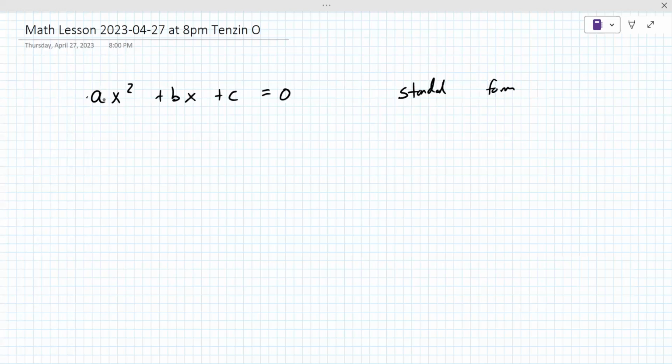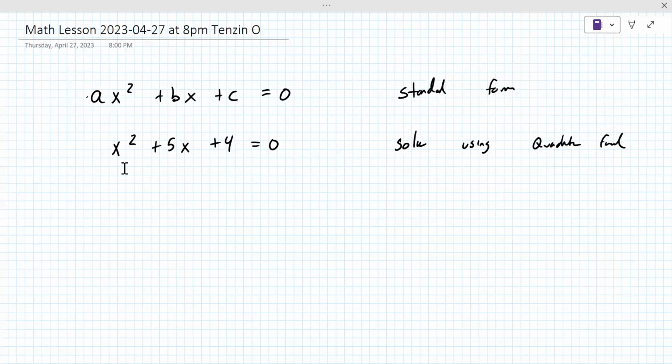Okay, and we're going to start with just a very basic question here. Let's say it's x squared plus 5x plus 4 equals 0, and we're asked to solve using the quadratic formula. Can you tell me the values of a, b, and c in this equation? I don't know about a, but b is 5 and c is 4.